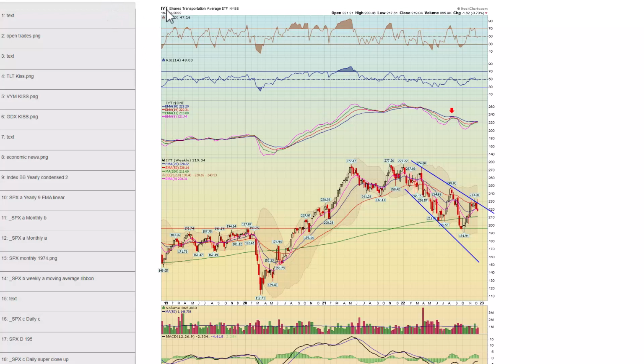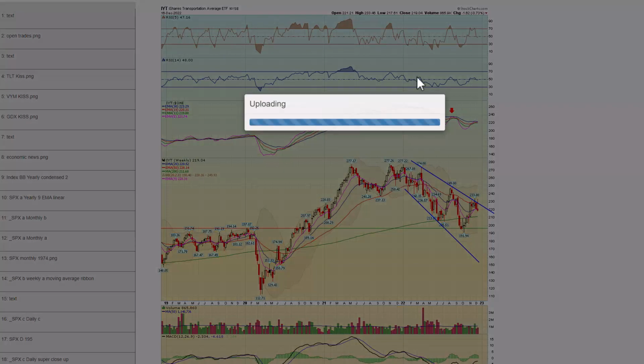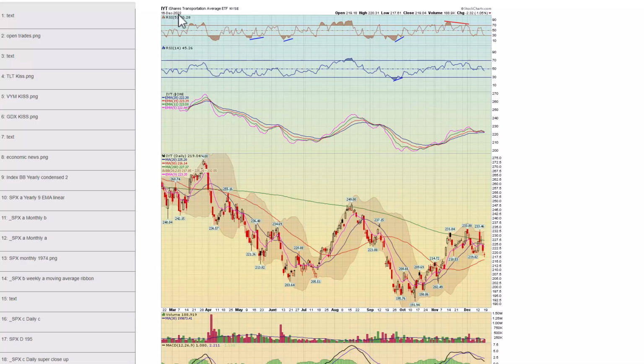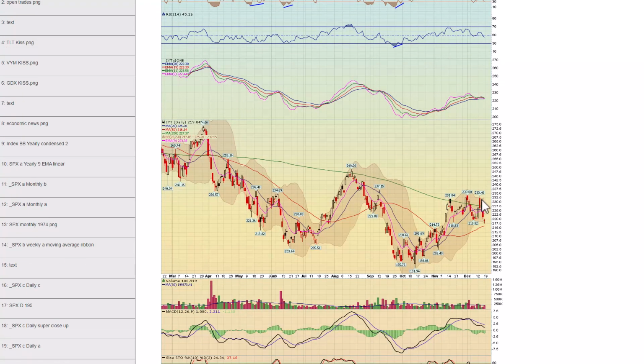Chart 34, here's transports. Weekly view, again, similar to the S&P and some of these indexes, stalling recently at the downtrend line from the highs late last year. Next, chart 35, transports daily. Been more choppy here. The obvious short-term support is this 50-day moving average if it continues to pull back.